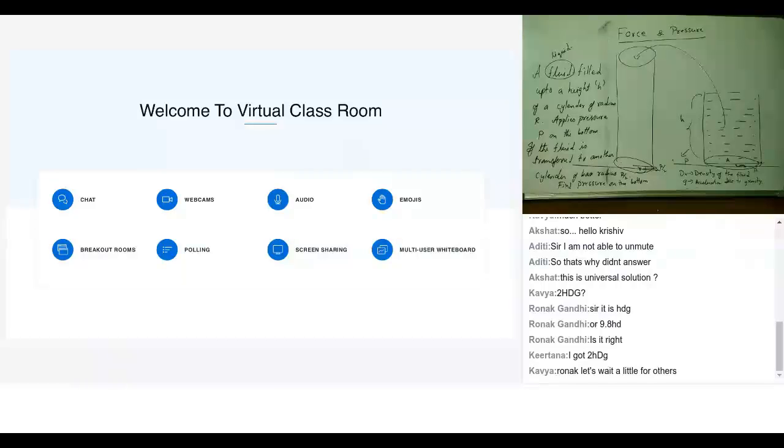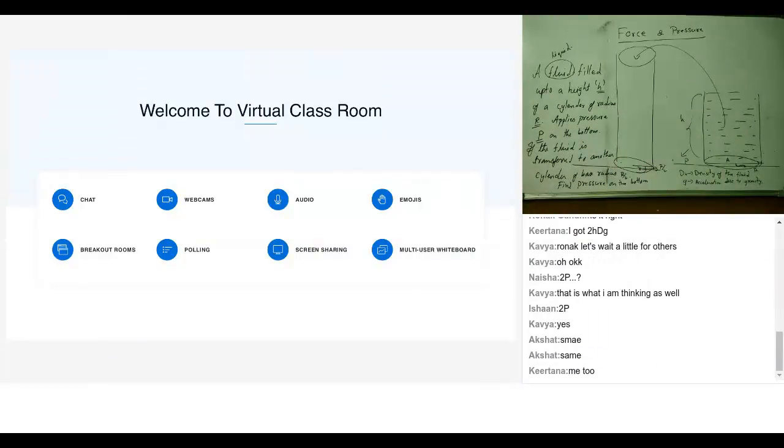So what is HDG? I want it to be in terms of P, because what all things are given to us? We have H given, we have R given, and we have given P. So my answer should be in these terms. D is not given to us, right? So what is it? Pressure at this point is P. When you're transferring it into this, what will be the pressure at the base? That's what is asked. Now, let's see.